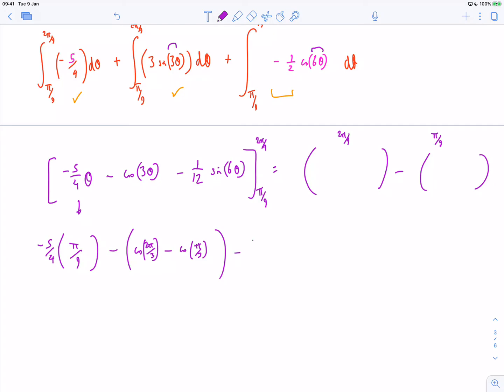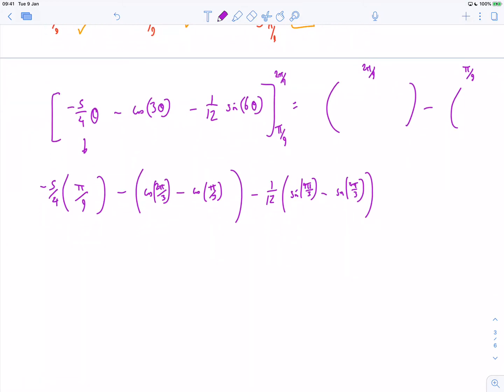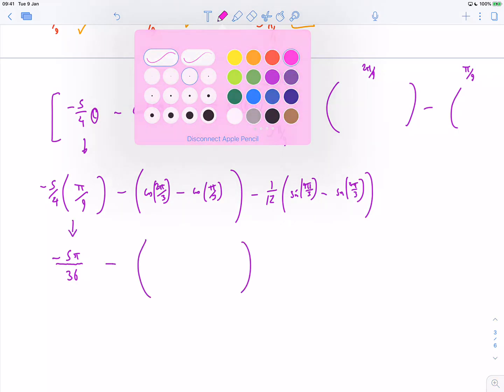And then I've got minus 1/12 of, well, what's 6 times 2 pi ninths? Well, that's 12 over 9. You can divide that by 3. That's 4 thirds, isn't it? So sine of 4 pi thirds minus, and then it's going to be half of that, which is sine of 2 pi thirds. Cool. So this is the thing we need to evaluate. So minus 5 quarters times pi ninths. Well, I believe that's minus 5 pi over 4 times 9, which is 36. So that thing's done.